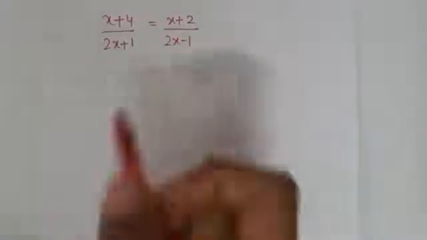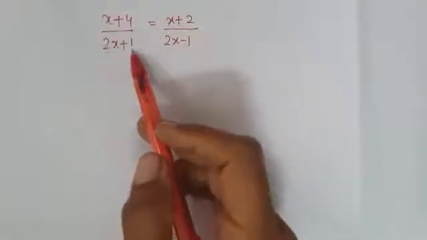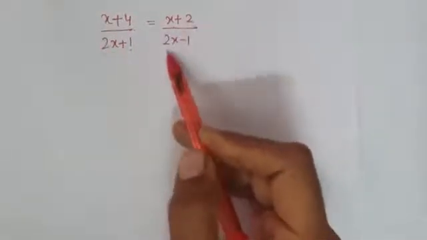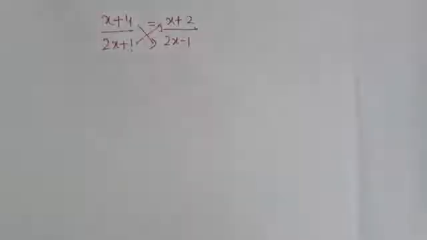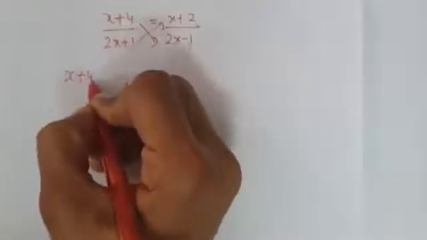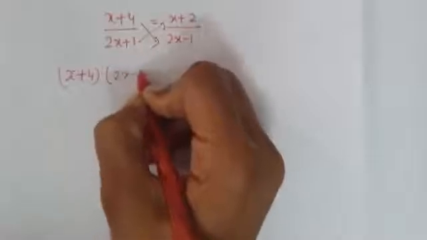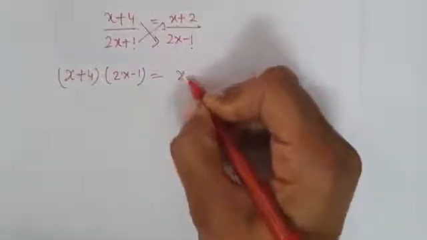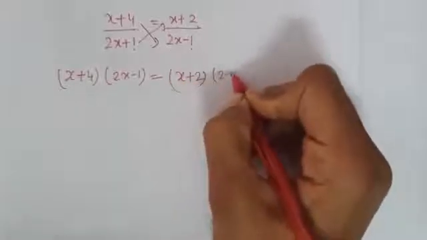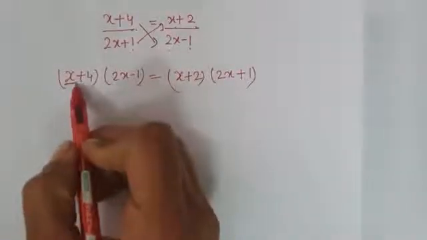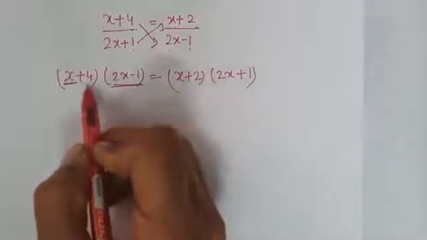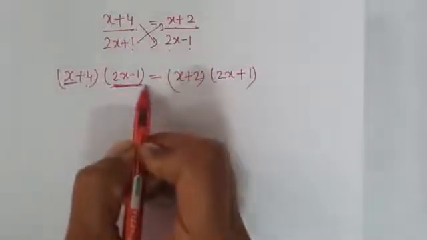Now the next question is (x plus 4) upon (2x plus 1) equals (x plus 2) upon (2x minus 1). First of all, do the cross multiplication. x plus 4 times 2x minus 1, x plus 2 times 2x plus 1. Now we have already done in the previous lessons how we can multiply the two brackets. First of all, x will multiply with this whole bracket. Then 4 will multiply with this whole bracket.